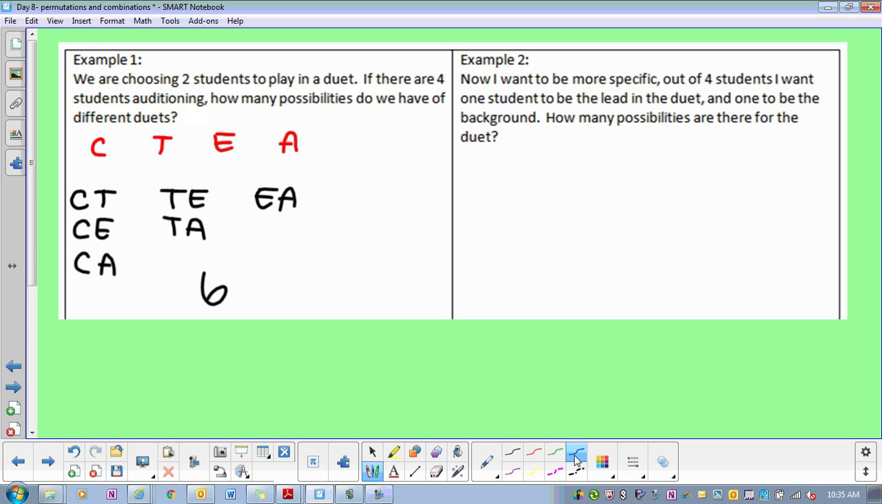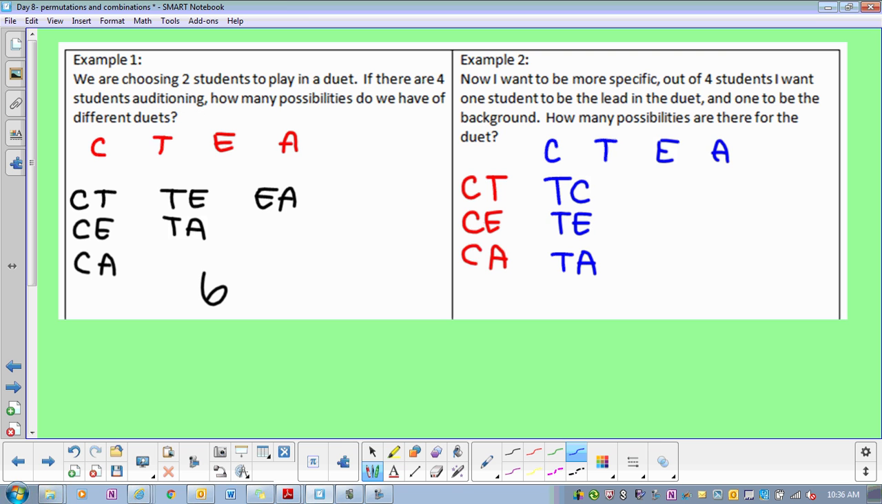Well, using the same people, I have Cindy, Timlin, Ethan, and Abner. Well, let's see. Remember, there's a lead and there's a background. So I could have Cindy be the lead with Timlin, with Ethan, and with Abner, right? But I could have Timlin in the lead with Cindy and Ethan. And then I could have Ethan in the lead with who? Abner.